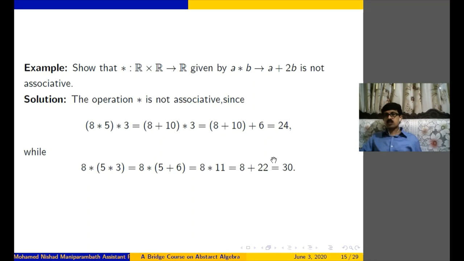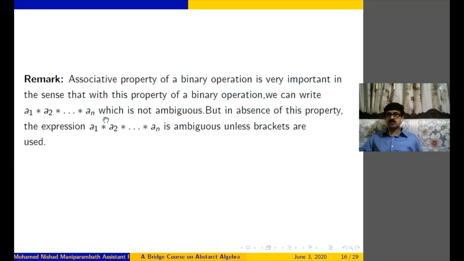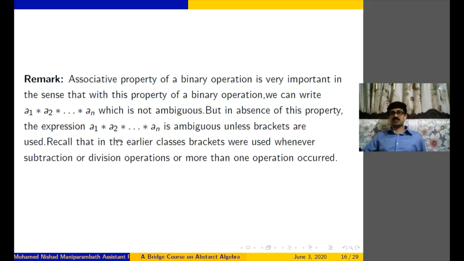That is why we can say that that is not associative. So we come to a remark: the associative property of binary operation is very important in the sense that with this property of binary operation, we can write A1 star A2 star etc. AN, which is not ambiguous. But in the absence of this property, the expression A1 star A2 star etc. star AN is ambiguous unless the brackets are used.